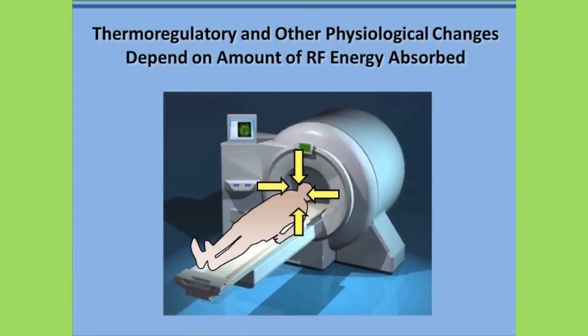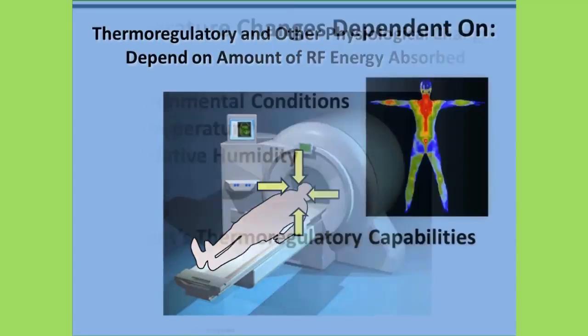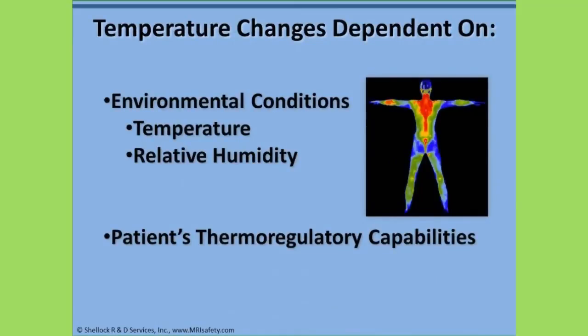The thermoregulatory changes that human subjects exhibit in response to exposure to RF energy are predominantly dependent on the amount of RF power that is absorbed. The actual physiological changes that a patient experiences, that is, the temperature rises, are dependent on the surrounding environmental conditions, that is, the temperature and the relative humidity of the scanner's bore. If the patient's thermoregulatory effectors are not capable of dissipating the heat load associated with MRI, heat will accumulate and be stored, resulting in an elevation in local and/or overall tissue temperatures.